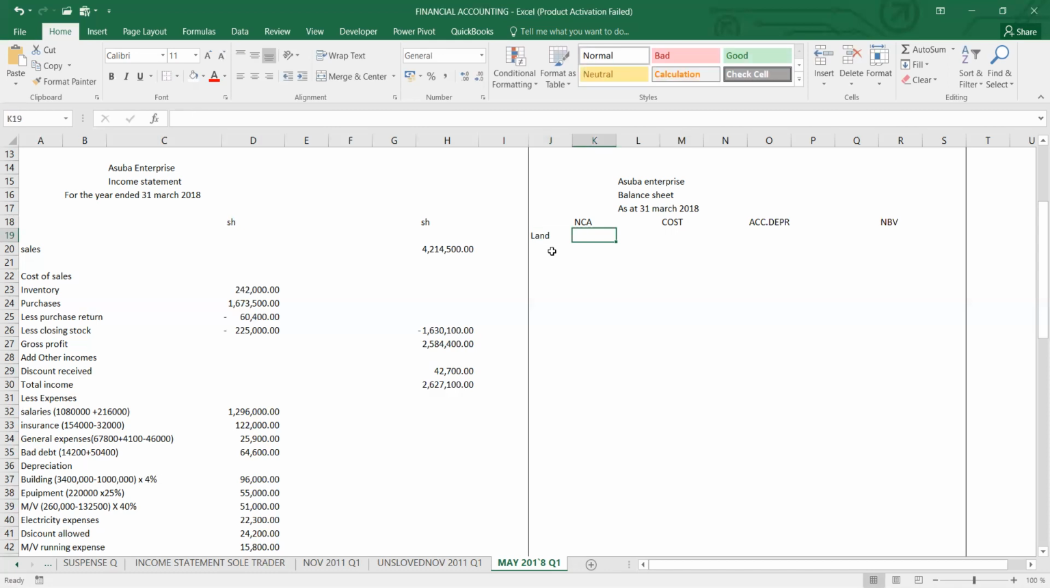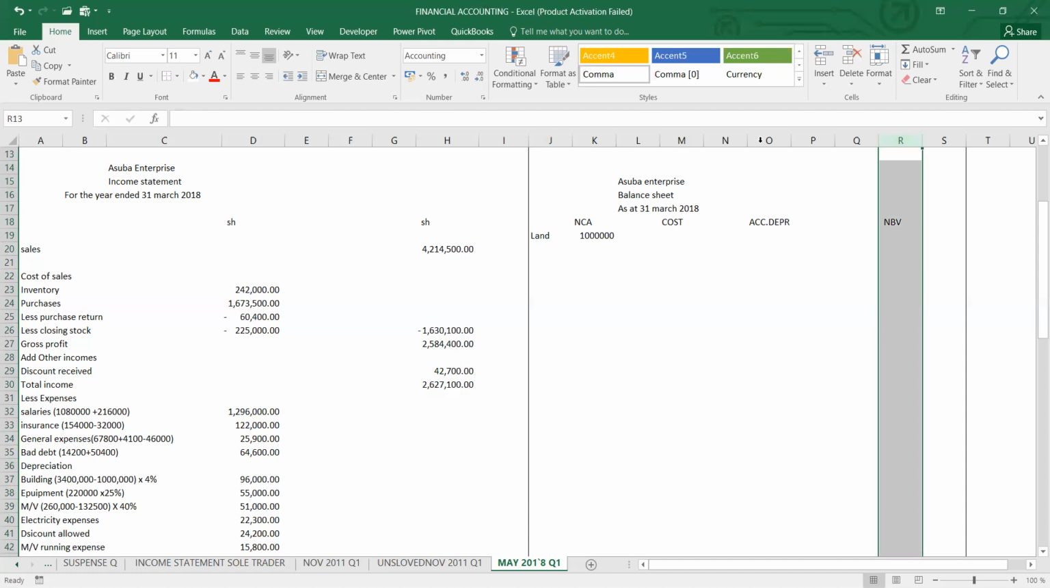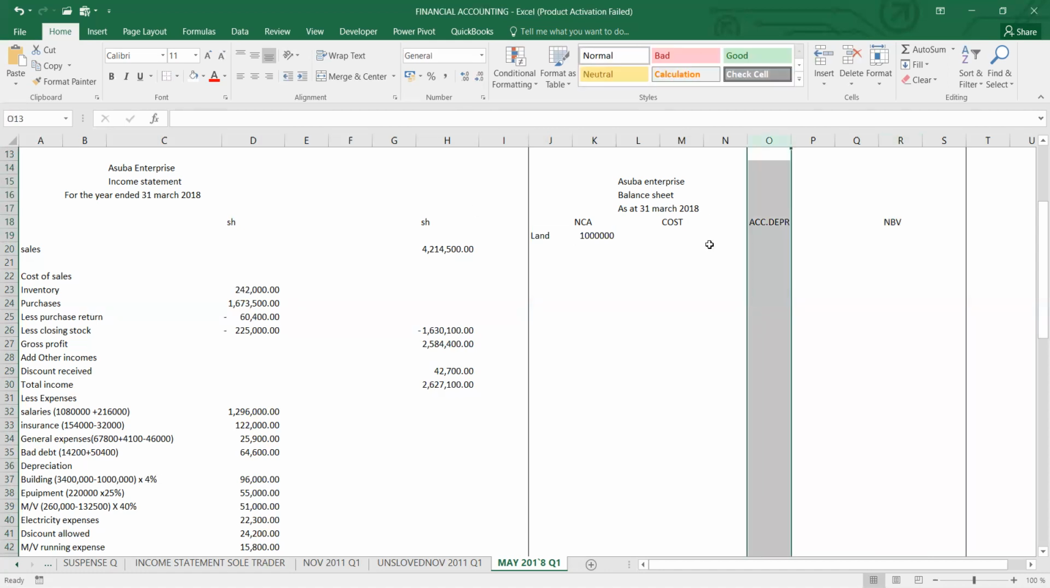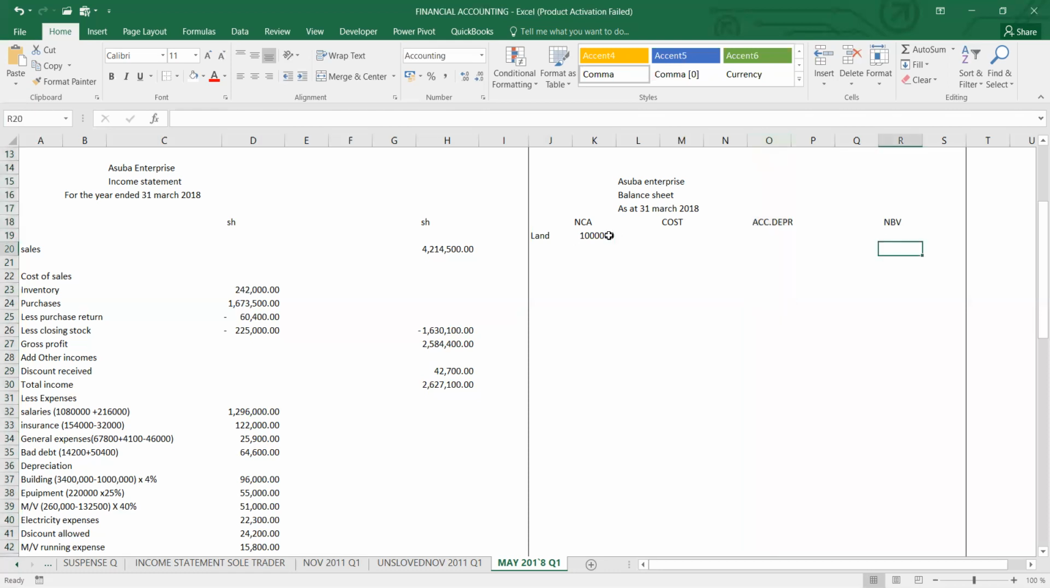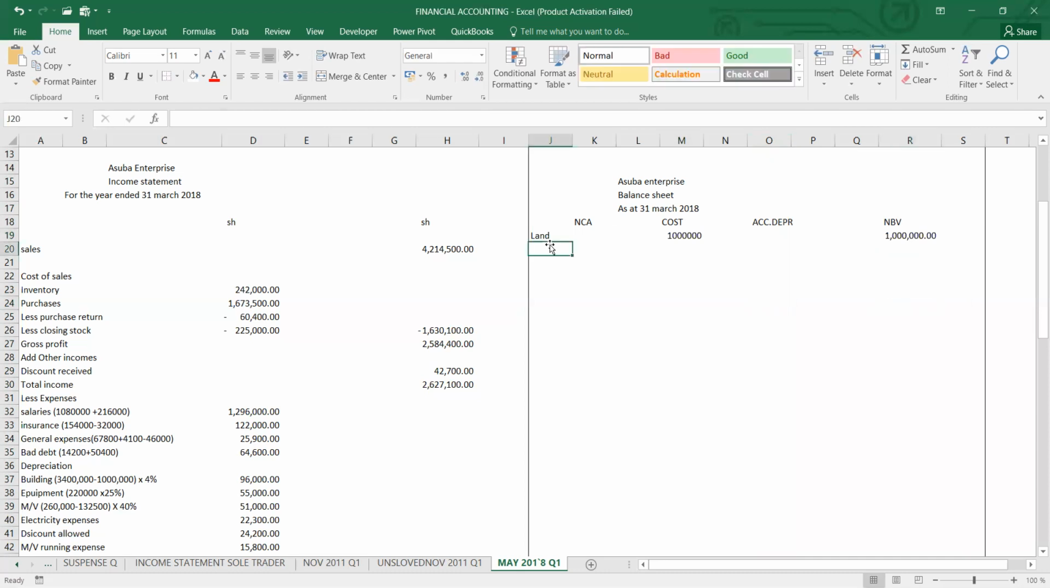So land has a cost of 1 million. Remember, we have been told land normally appreciates, so they don't depreciate. So the total value of land is 1 million. I will have 1 million again, yeah? Yes.